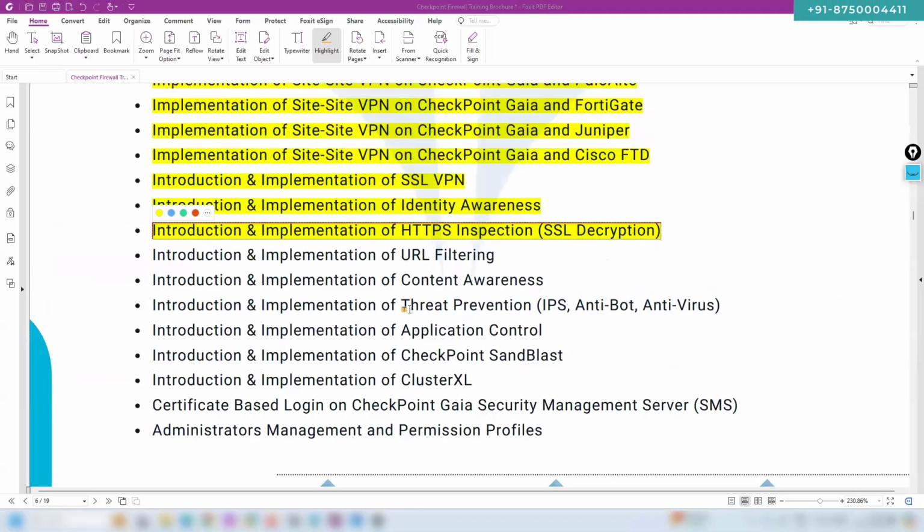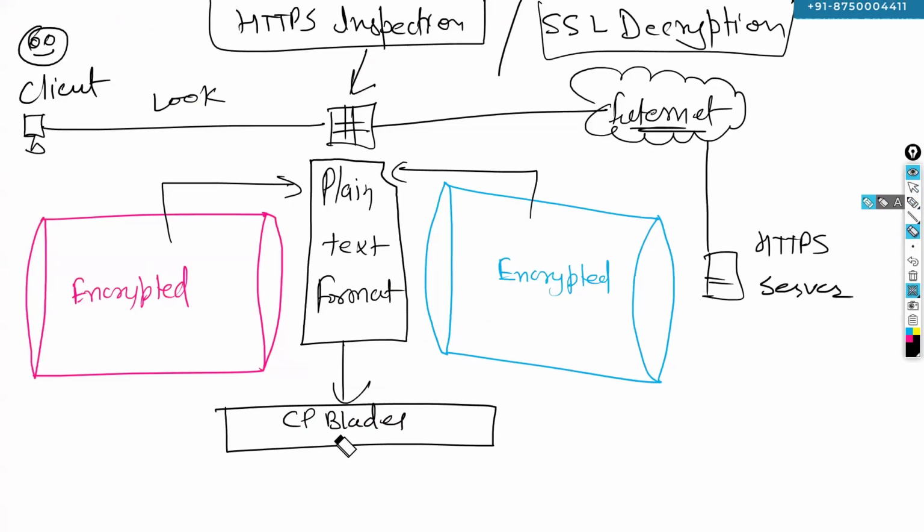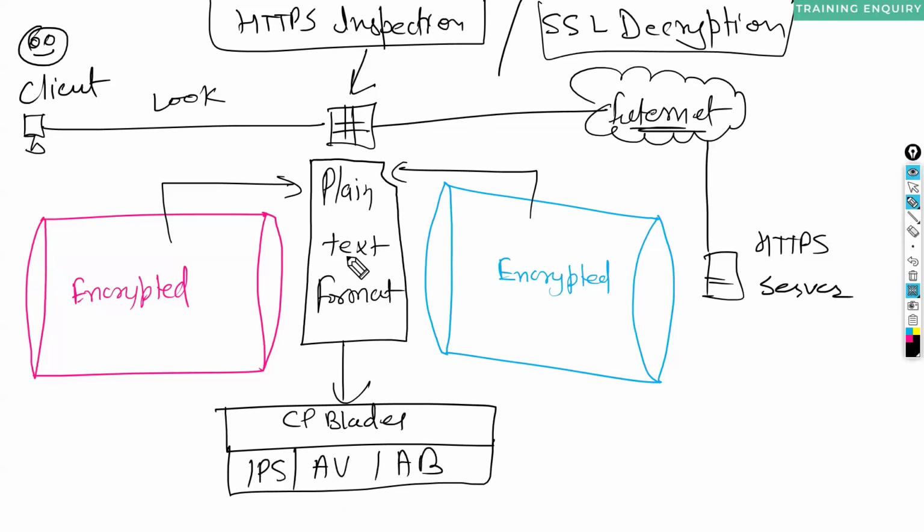You can deploy threat prevention blades, which contain IPS, antibot, and antivirus. You can use IPS signatures, antivirus, and antibot signatures. You can enable them. So when we have plain text data, we will give it to security blades. If any virus is there, that will be blocked with the help of the antivirus blade. If we have any bot, that will be blocked by the antibot blade. And if there is an attack, that will be stopped with the help of IPS signatures.